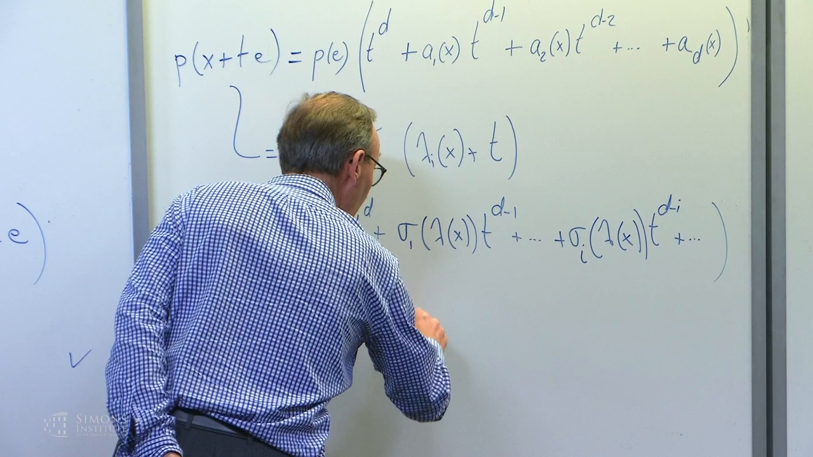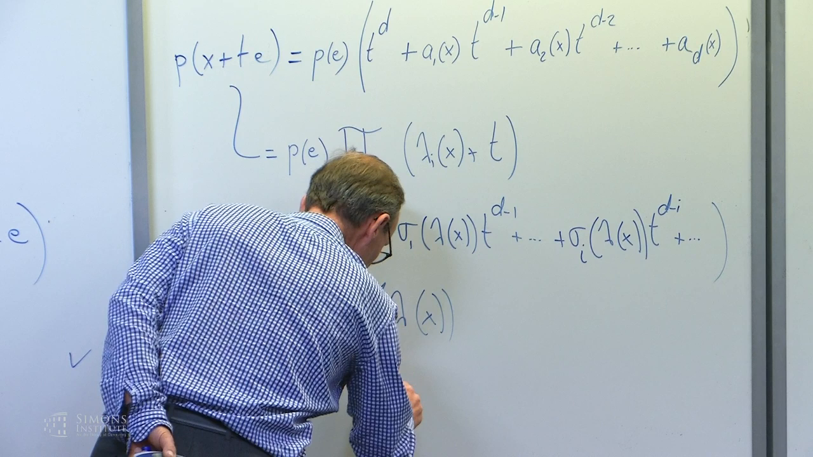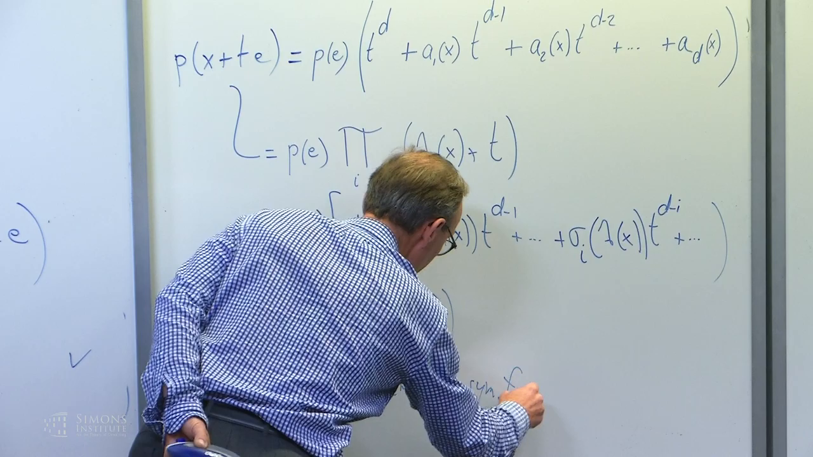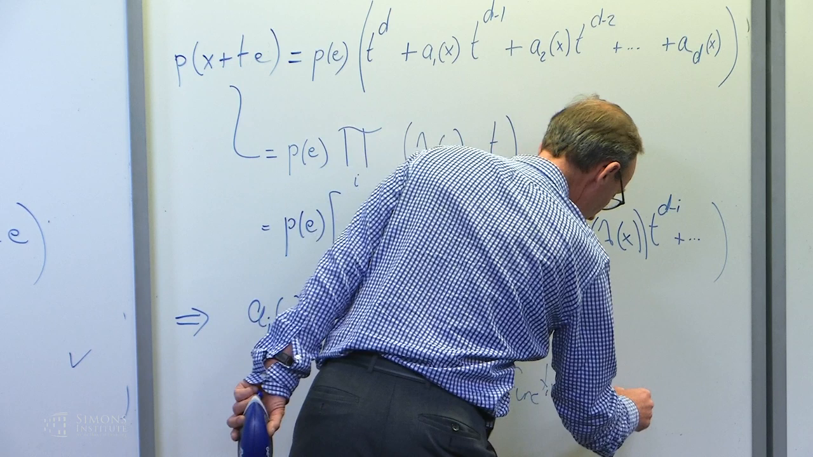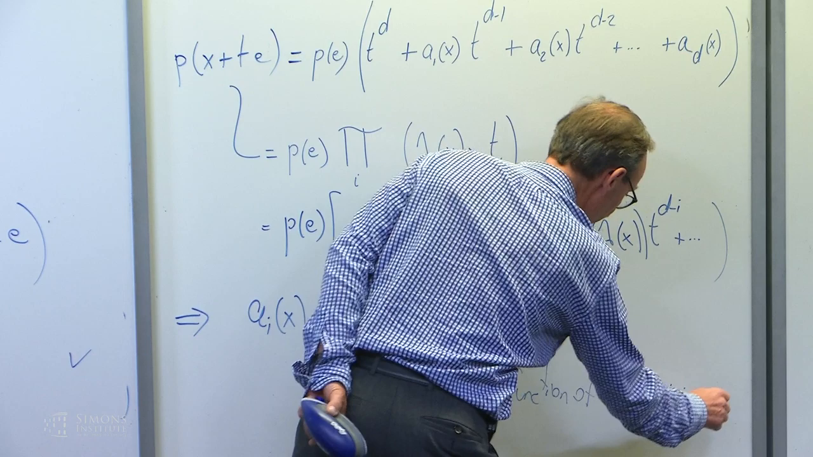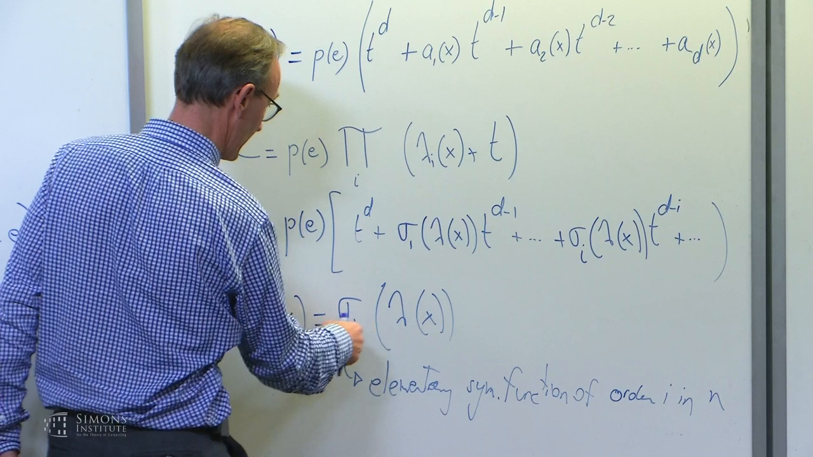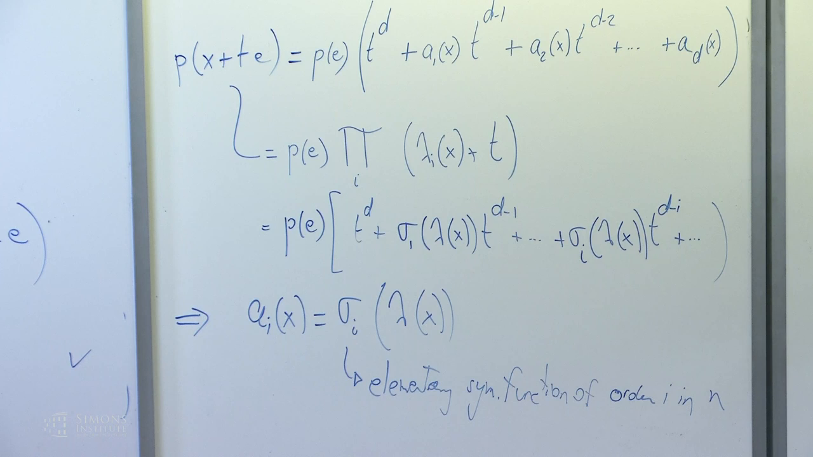Well, that's the elementary symmetric function of order i, of degree i, in n variables. I won't write it, but you know exactly what it is. So from that, you can get a different characterization of K plus.